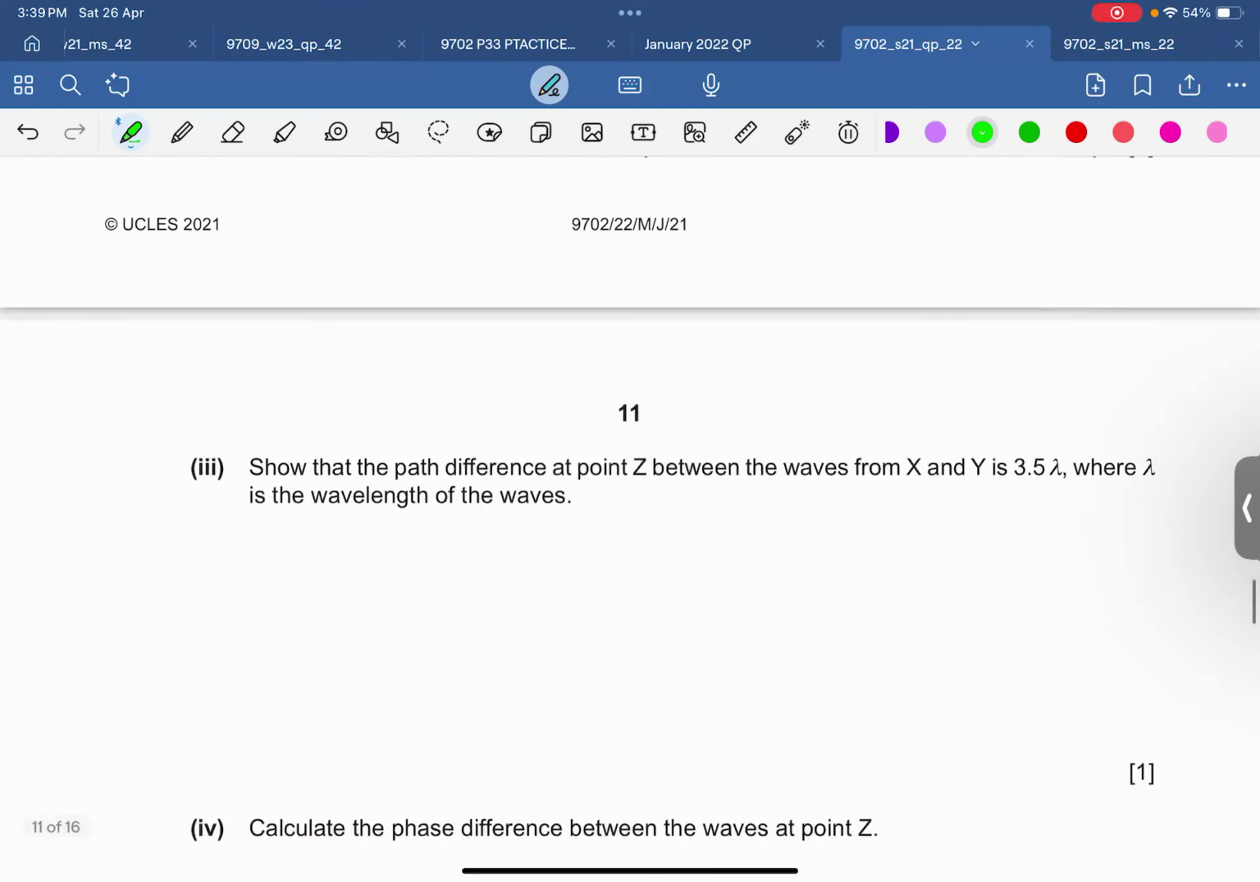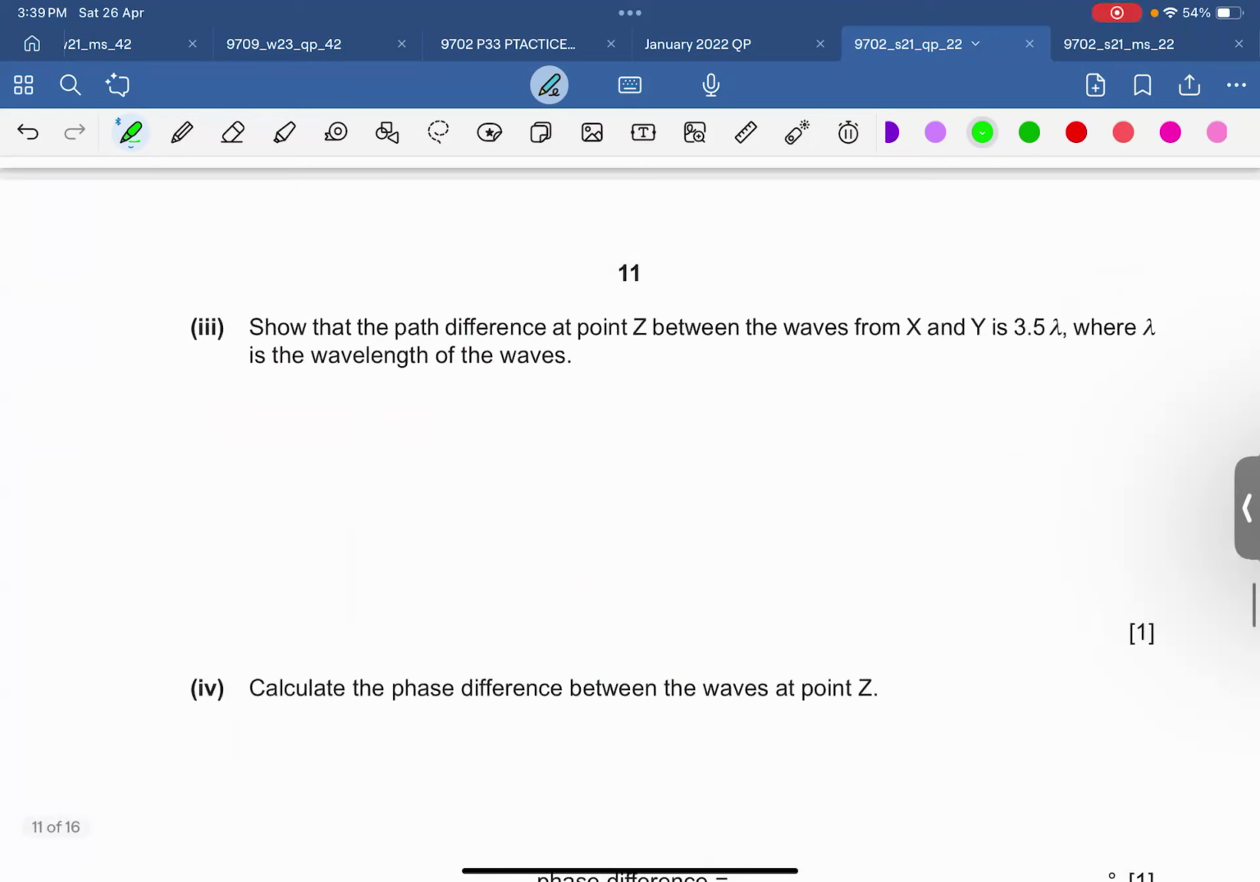अच्छा जी, आ जाओ भाई इरफान. यस इरफान. Show that the path difference at point Z between the waves from X and Y is 3.5 lambda, where lambda is the wavelength of the wave. Hmm. Can you show it? Yusra and Gulmina, can you guys also show it? Yes. अच्छा जी. पाथ डिफरेंस का फॉर्मूला आप लगा लोगे, nλ.